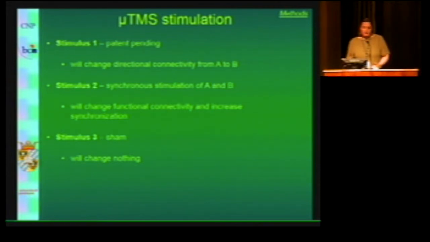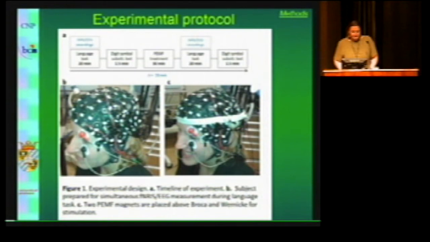And stimulus 2 is just a synchronous stimulation of 2 brain areas with exactly the same stimuli. Whatever stimuli is synchronously stimulating, that should of course increase the functional brain connectivity. And stimulus 3 is just a sham, as we said, not detectable at all. And this is how our equipment looks.